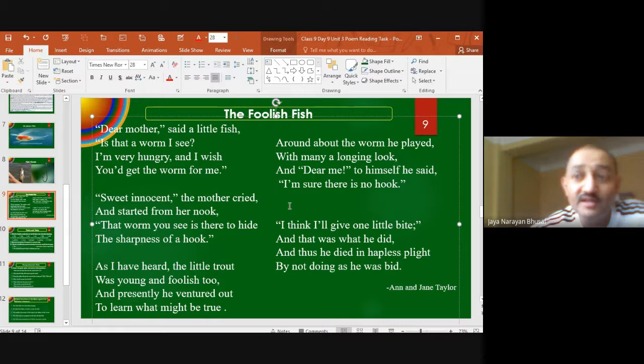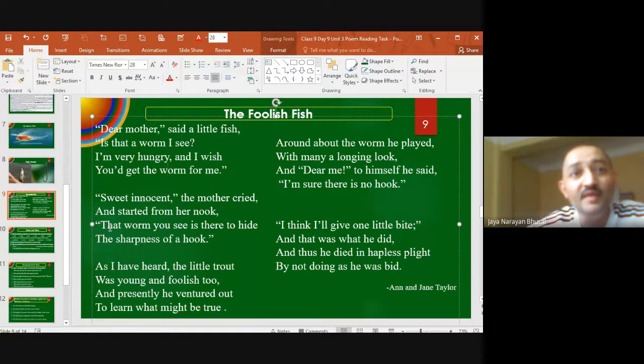The mother cried. Cried means she was worried, and then she alerted her baby. She alerted the baby and started from her nook. Nook means the corner. Mother was somewhere in the corner. Probably she was doing something, preparing something for the babies.